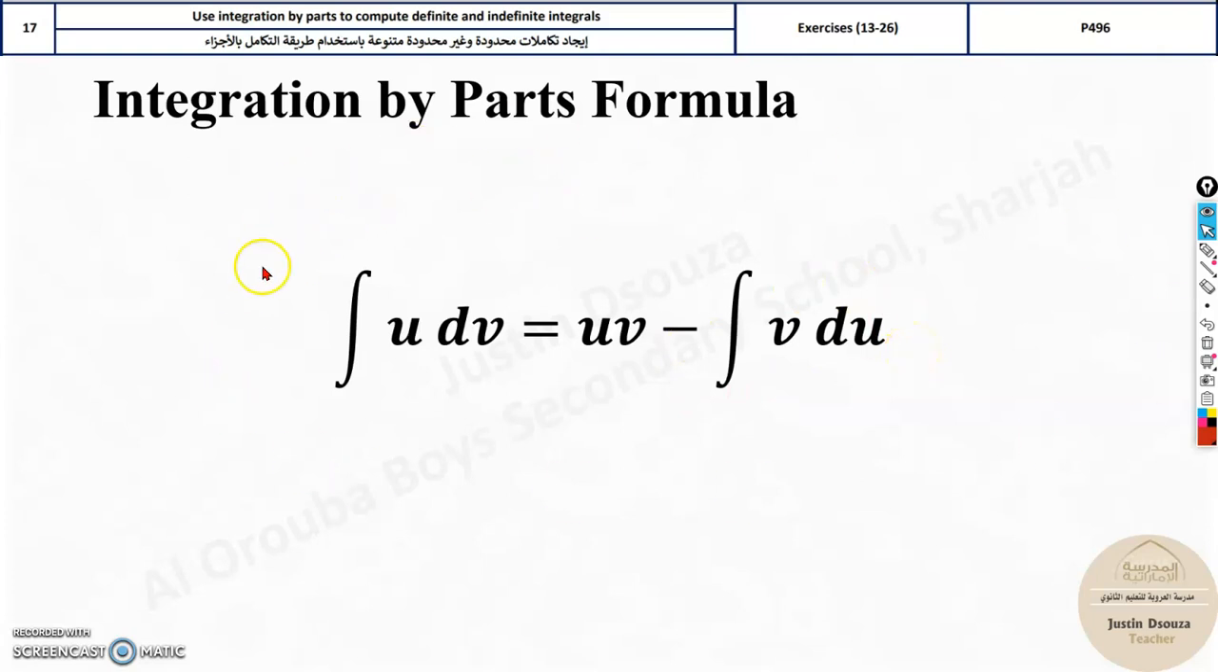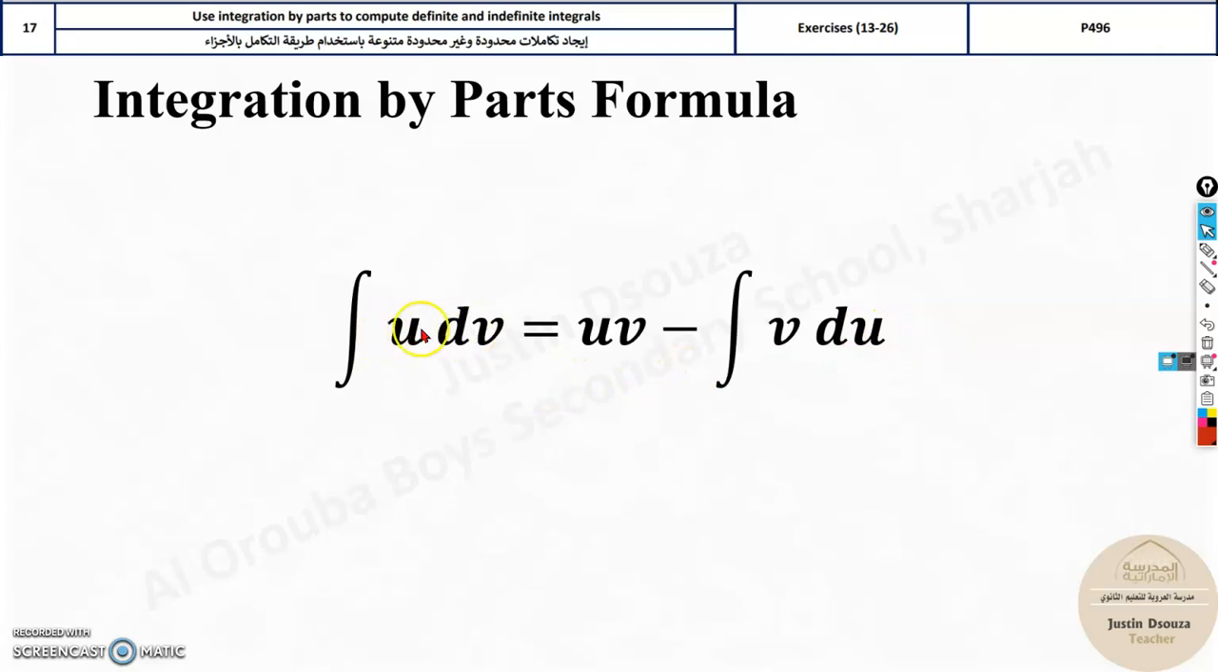So this is the formula which you must remember, integration by parts. Now, this is asked in part 2, the 17th topic. We can use the direct method, the shortcut method of integration as well. That is up to you. But now we will go through integration by parts using the formula. It is the integral of u dv equals uv minus the integral of v du.